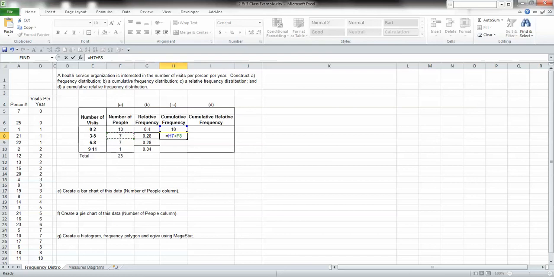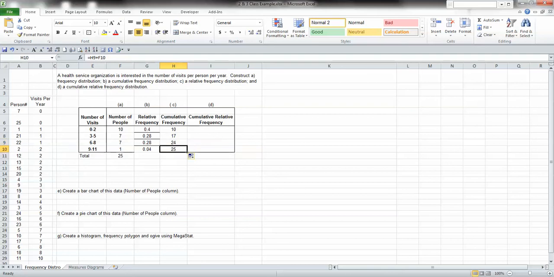Again, we could do this manually in our head, write it down, but when we get to larger groupings, the number of groupings and the number of data sets, it gets a little bit more complicated. The other nice thing is, once we do this formula in here, we can just drag it down and get the totals, the cumulative frequencies, added up for us or calculated for us. So what this means is that there were 24 people who had from 0 to 8 visits in that year.